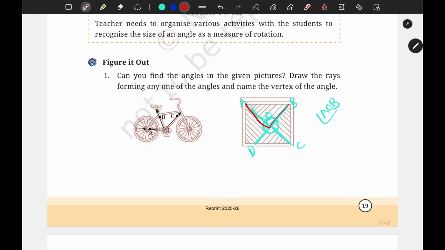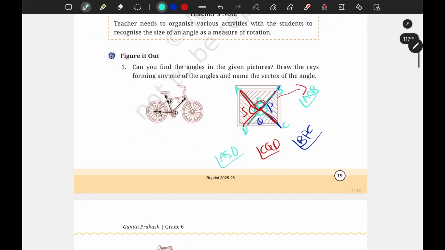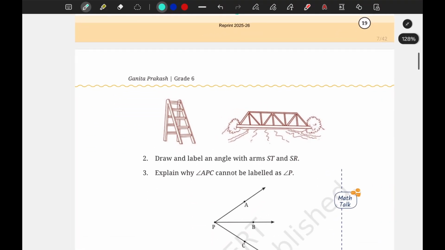So this is AOB, and another one, B, so I'm putting P here, BPC angle. Q, this angle is angle CQD. Yes, so angle AST. So these are the names of vertex and arms.